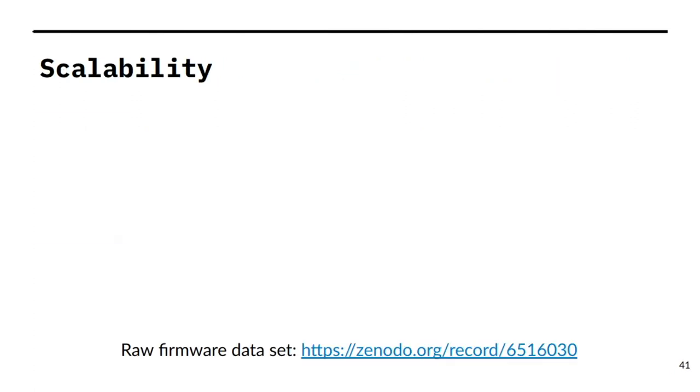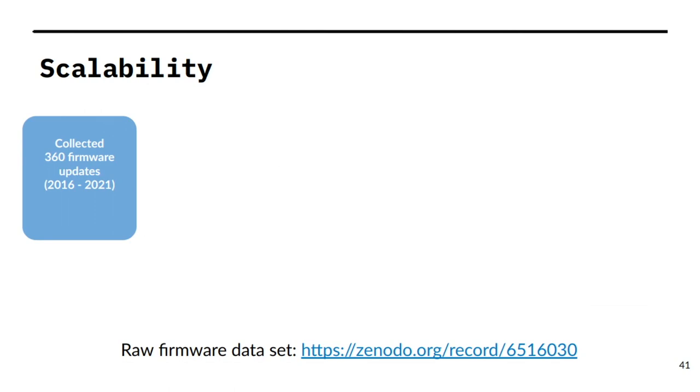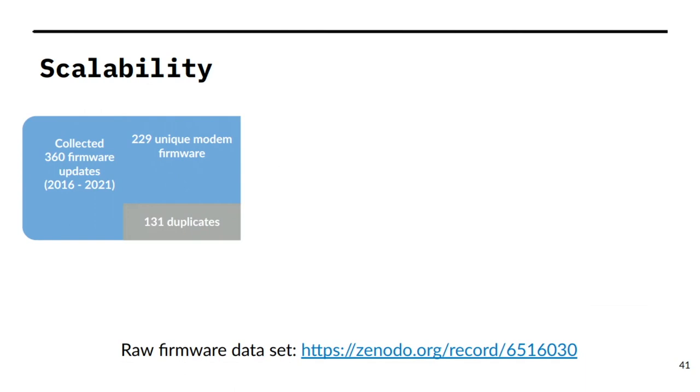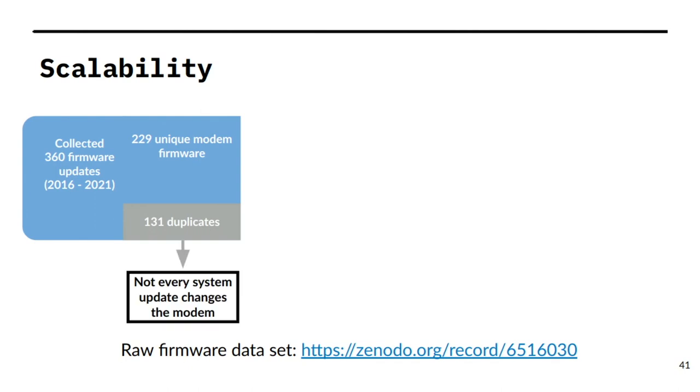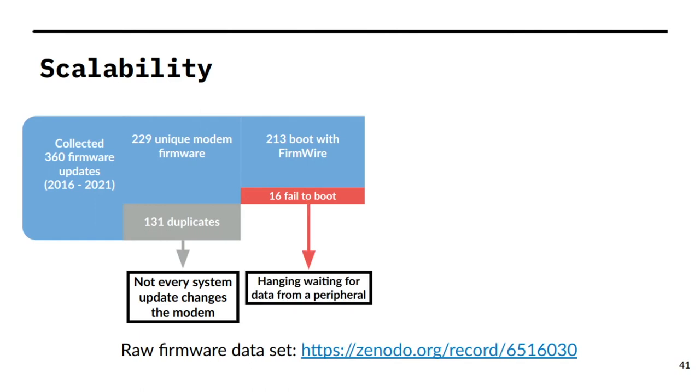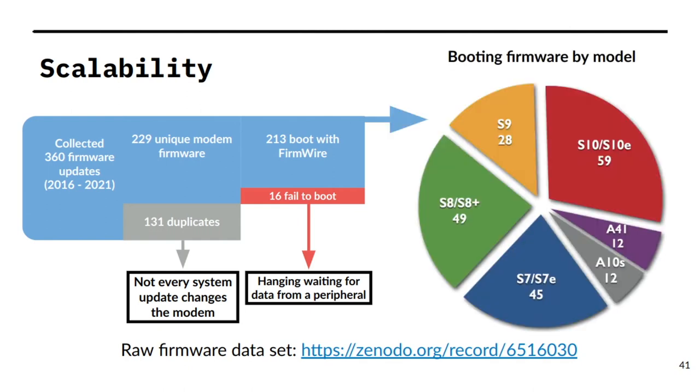Right, and overall, we collected 360 firmwares between 2016 and 2021. Of these, 131 were duplicates, so we downloaded a new Android image, but it didn't have an update on the modem image, which happens. They don't update the modem as often as the main operating system. And then of these, we were able to boot 213. So 16 of them failed to boot, and in a large scale study, you don't really want to look into everything. So probably they just hung on something, waiting for some data that we didn't provide in the right way in this case.